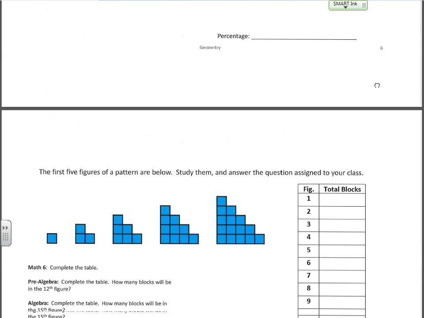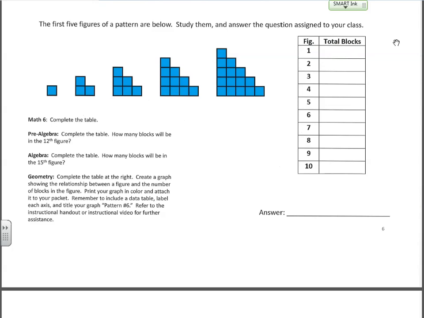Next page, what do we got next? Oh, our pattern, okay? So it's a little bit different pattern than we've had in the past. There's only one color to work with here. We haven't seen that since our very first pattern in Math Packet 1. But in figure 1, we've got one block. Figure 2 has 3. Figure 3 has 6. Then we jump to 10, and then 15 blocks in figure 5. Okay? So take a look at those numbers and see if you can develop some sort of pattern here.